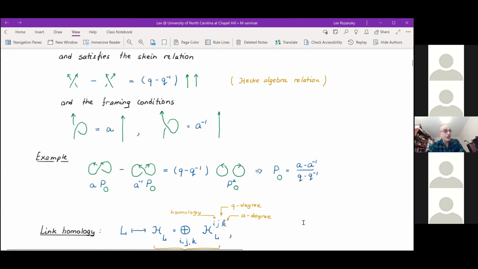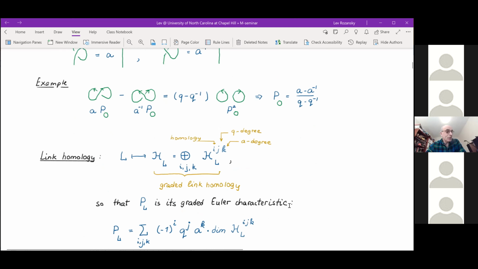So this was a very puzzling story in low-dimensional topology back then, because this polynomial did not have a simple, or any, in fact, explanation in terms of classical topology. For example, you couldn't express it in terms of the fundamental group of the link complement.